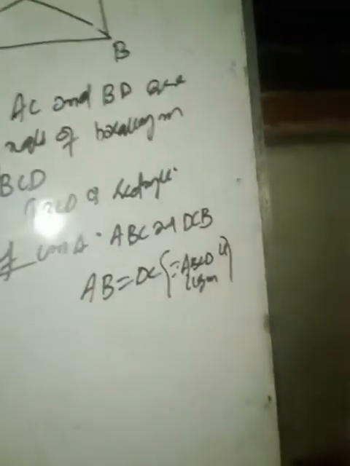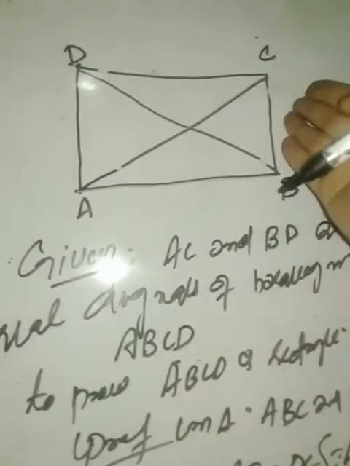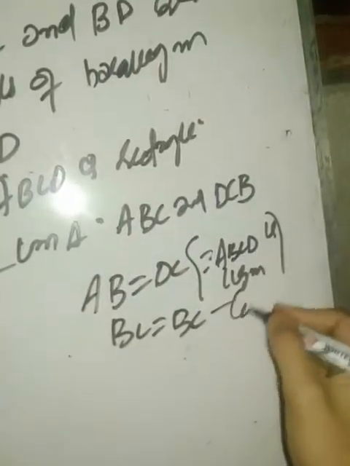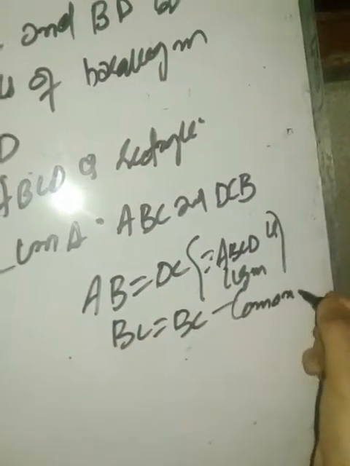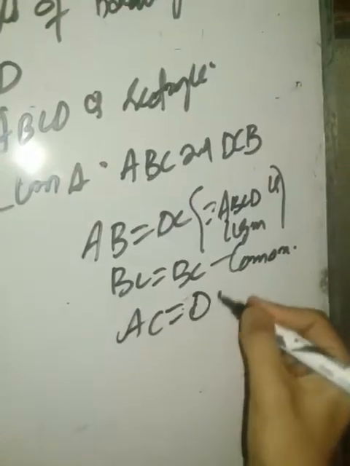We will write BC equals BC. Why? It is common to both triangles. And we will write AC equals DB. AC equals DB. Why?